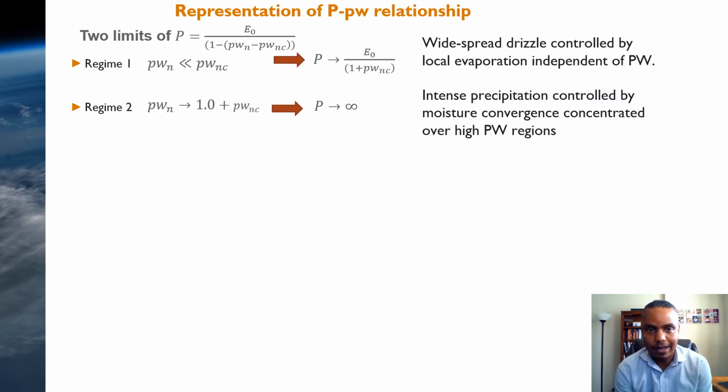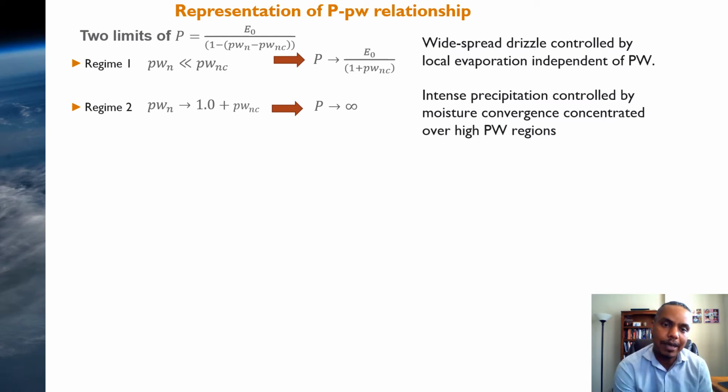On the other hand, if the precipitable water is greater than the critical value and approaches the asymptotic limit, then precipitation approaches infinity. That would be the regime that's primarily controlled by precipitable water. So this is a theoretical analysis.